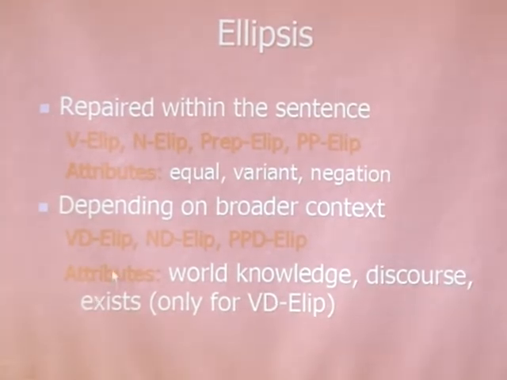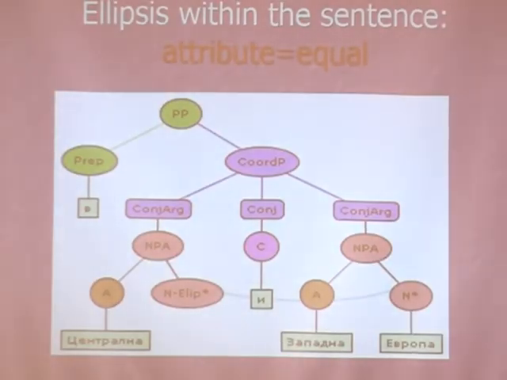On the other hand, the attributes for the discourse or the broader context ellipsis could be world knowledge, discourse, or, here I mean context, and exists. Exists, here I mean only the verb, the auxiliary verb to be, because very often in headlines it is skipped. I will show you some examples. And now I will show you some examples for each attribute.